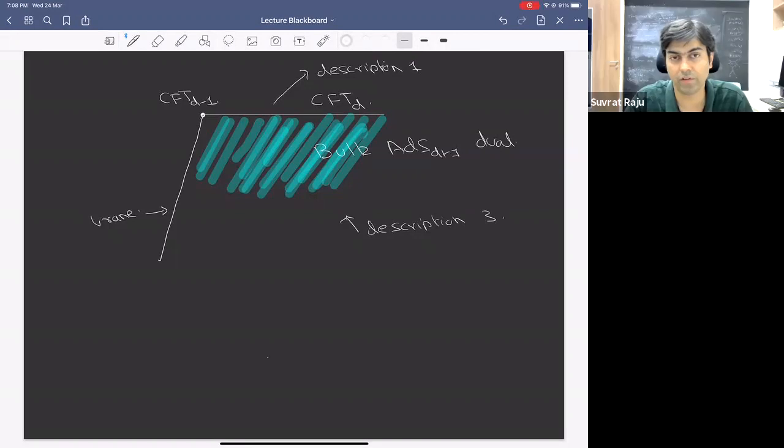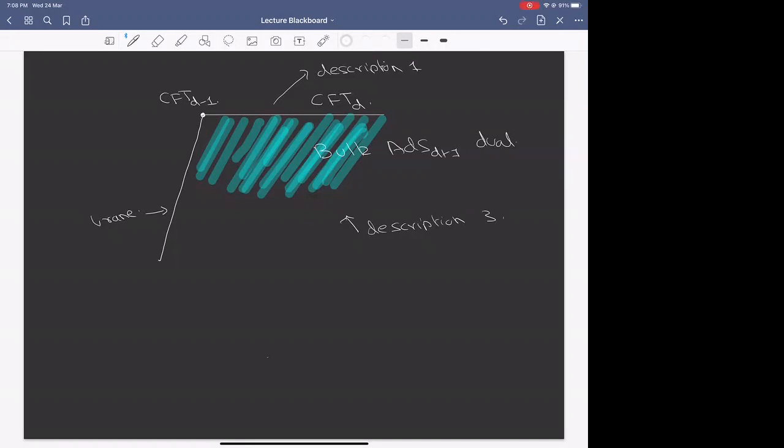Okay. Right. So in this description 2, there's a CFT_d which lives there, right? Okay. Should I understand that the AdS_{d+1} space terminates at the brane because otherwise you would also include the degrees of freedom of the CFT_{d-1}, and then you get an AdS_d space that is dual to an AdS_{d+1} space, and that you don't want.